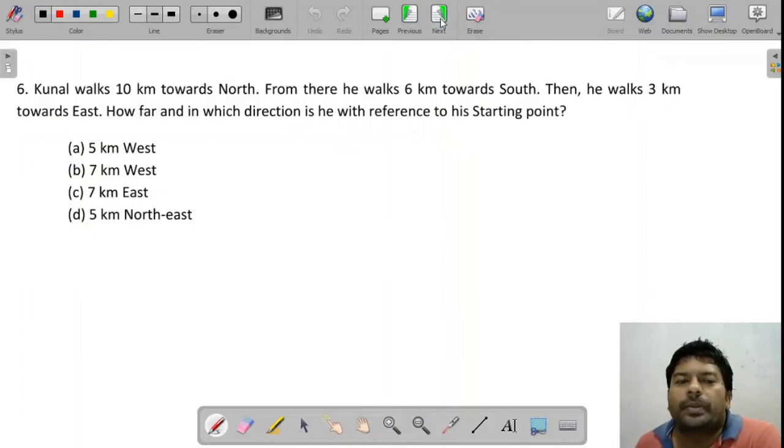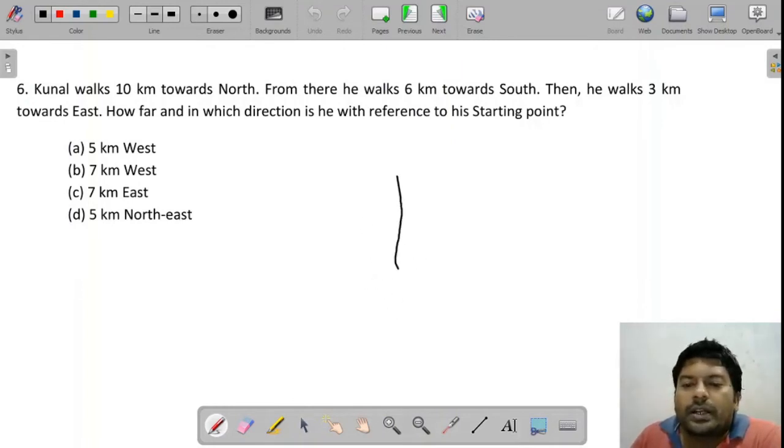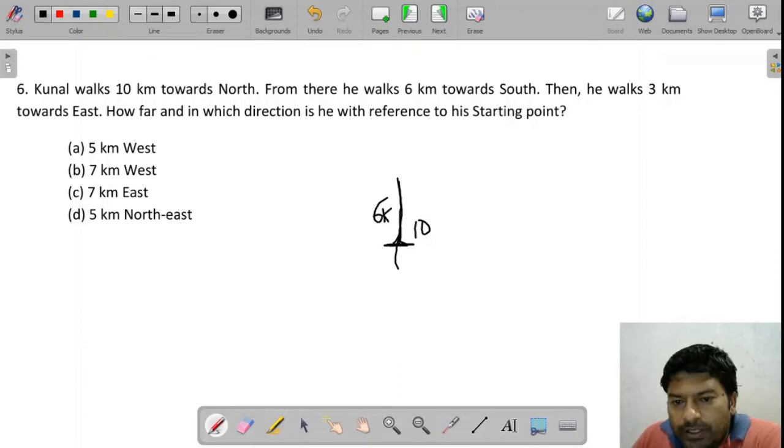We'll move on to question number 6. Kunal walks 10 kilometers towards north. From there he walks 6 kilometers towards south. That means he comes back on the same path 6 kilometers. So he is here now. His starting point is here. He has walked first north 10 kilometers, then come back and walked 6 kilometers.